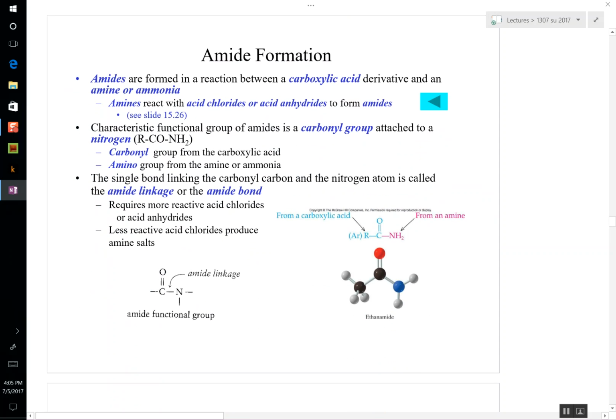Okay, now the second part of chapter 15, the minor part of it, the amines are the major part of it. The minor part of it is amides.